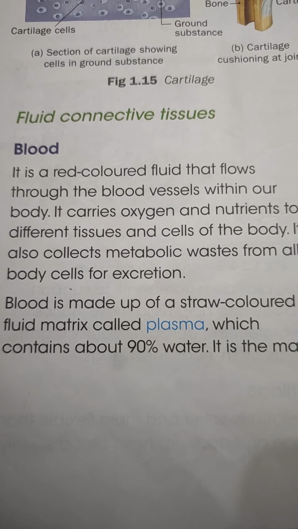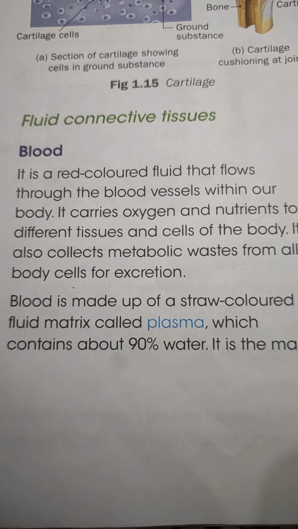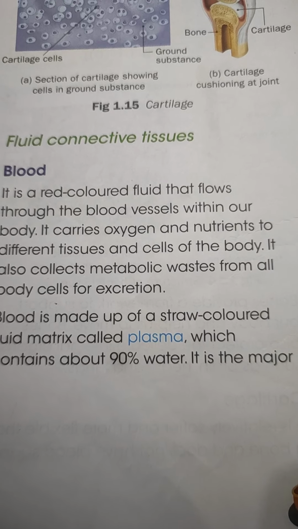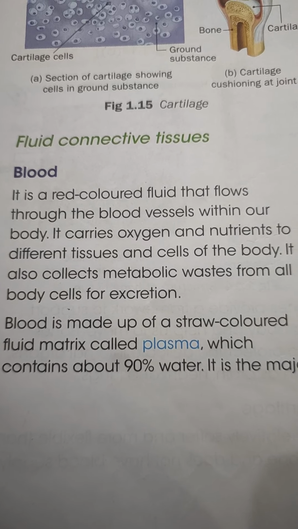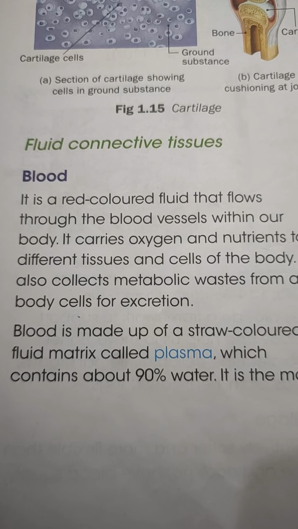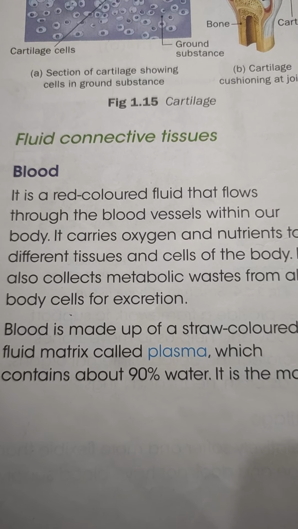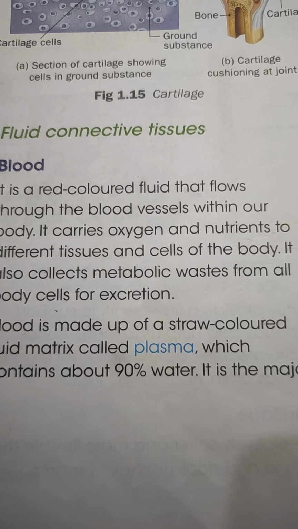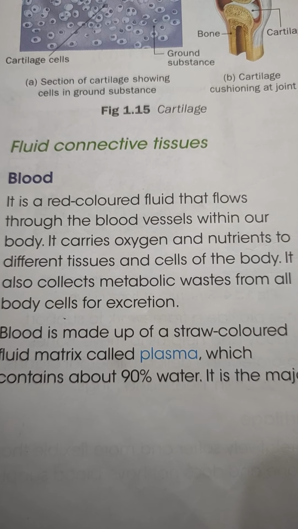Blood, as we know, is a red colored fluid that flows through the blood vessels within our body. We studied this in 4th class, that blood is a red colored substance, or you can say fluid, that flows in the blood vessels. Blood vessels are of 3 types: arteries, veins and capillaries. So it flows inside the blood vessels.